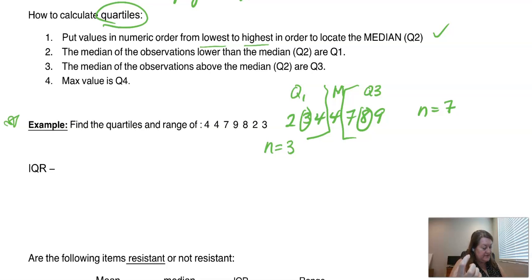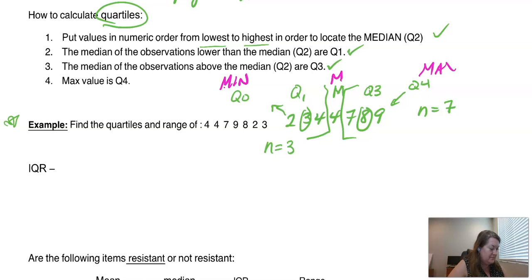So what's left? There are a couple other numbers that we want. We just found Q1 and Q3, and the max value is Q4. So this number right here is Q4, and this number right here is actually Q sub 0, but nobody calls it that. We call Q sub 0 the minimum, we call this the median, and we call Q4 the maximum. Then we have Q1 and Q3 in there.